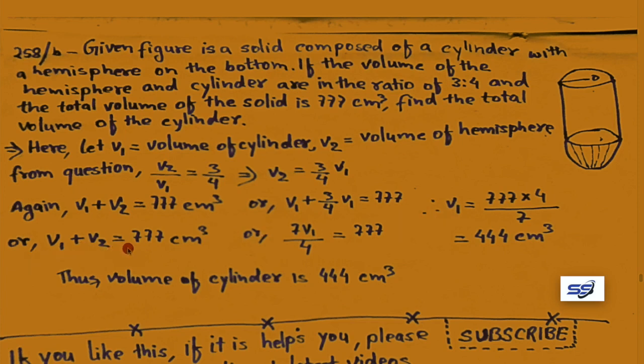777. Or V1 plus V2 equals 777 centimeter cube, or 7 V1 upon 4 equals 777. Therefore, V1 equals 777 into 4, this 4 is multiplied here and total is divided by 7, equals 444 centimeter cube. The volume of cylinder is 444 centimeter cube. In this way, we got the requirement of our question.